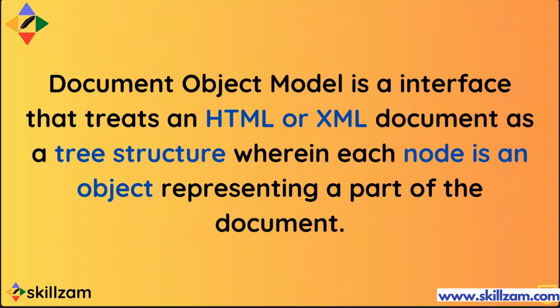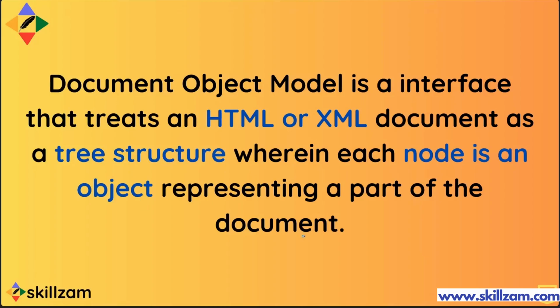So here is the summary. Just understand this statement thoroughly. What it means is the document object model, or the DOM, is an interface that treats an HTML or XML. Again, XML is extensible markup language, which again contains nodes. All right, but for us, let's consider HTML itself now. It's an interface that treats an HTML document as a tree structure. Okay, so I'll show with an example how this can be considered as a tree structure, wherein each node is an object representing a part of the document.